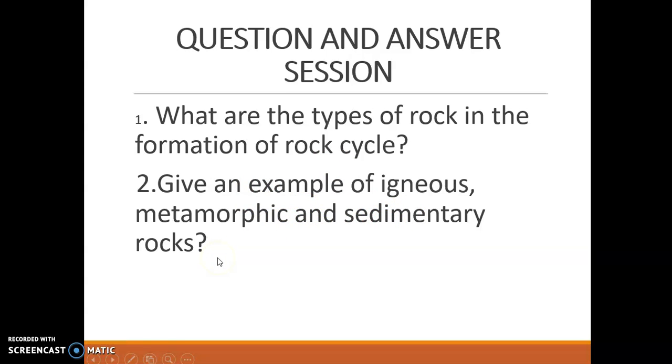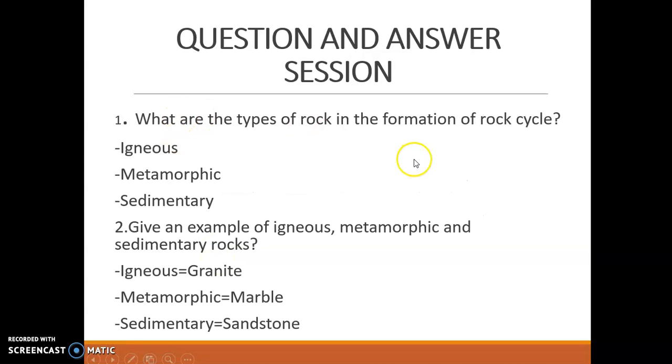The answers are: the types of rock in the formation of the rock cycle would be igneous, metamorphic, and sedimentary. Examples of igneous, metamorphic and sedimentary rocks are igneous granite, metamorphic marble, and finally sedimentary sandstone.